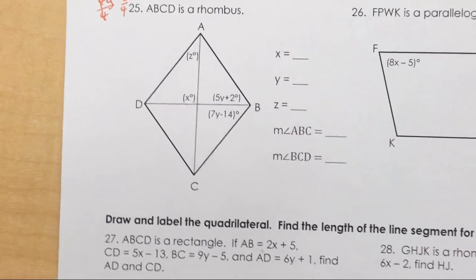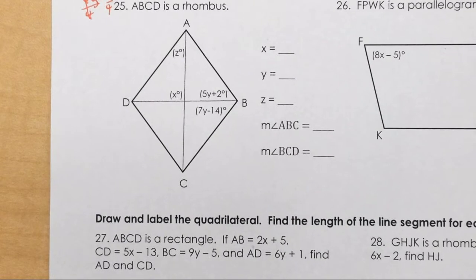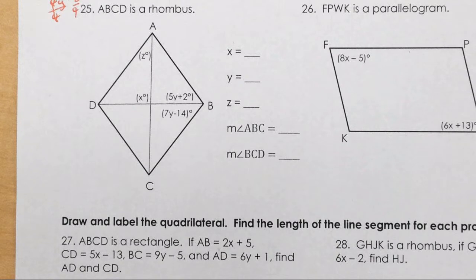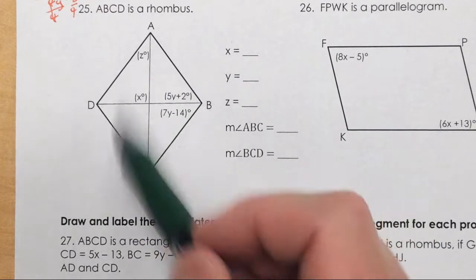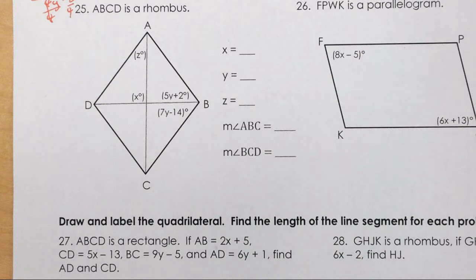And in my opinion, this is probably the trickiest one of all on this whole page. So hopefully it doesn't take too long, but I might have to stop the video after this one and start up another one. We'll see how long it takes. So we have a rhombus here. Let's see what we got here. So I'm going to look at properties.